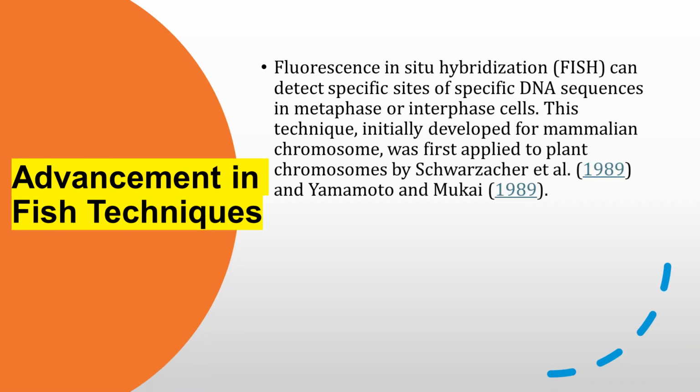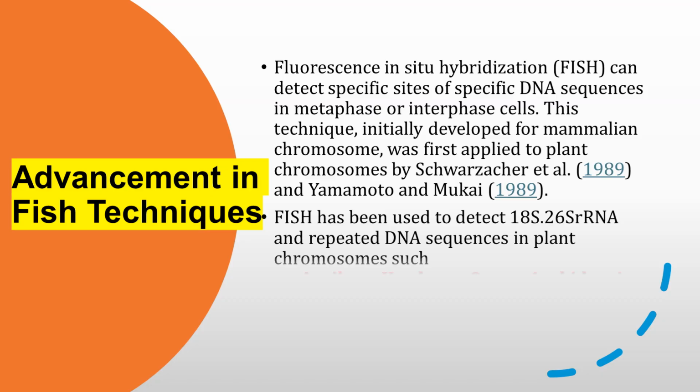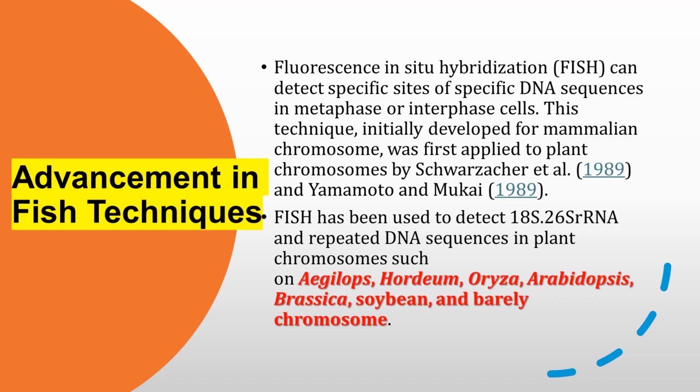Advancement in FISH techniques. Fluorescence in situ hybridization, FISH, can detect specific sites of specific DNA sequences in metaphase or interphase cells. This technique, initially developed for mammalian chromosomes, was first applied to plant chromosomes by Schwarzacher et al. 1989, and Yamamoto and Mukai, 1989. FISH has been used to detect 18S-26S rRNA and repeated DNA sequences in plant chromosomes such as Aegilops, Hordeum, Oryza, Arabidopsis, Brassica, soybean, and barley chromosomes.